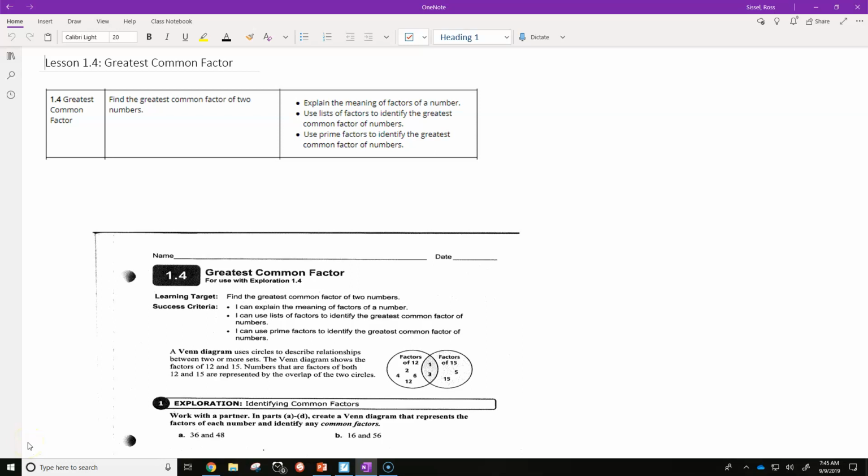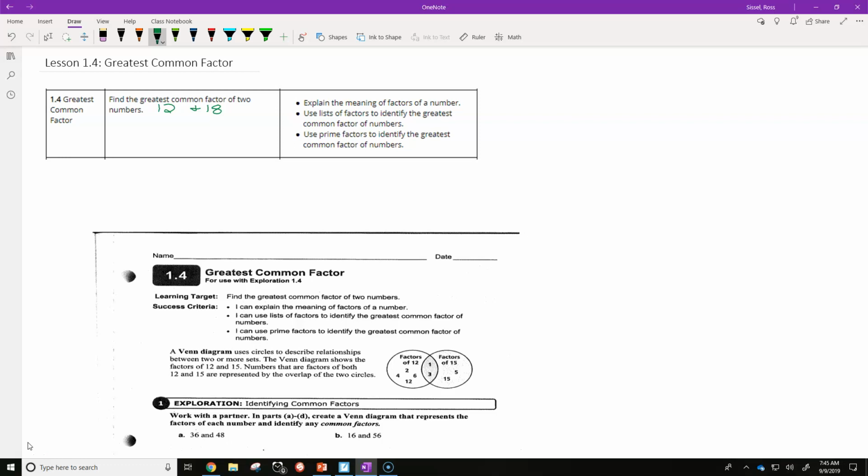Okay, so today what we're going to do is lesson 1.4, greatest common factor. Our learning goal is that I will find the greatest common factor of two numbers. So I'll do an example like usual. What this means is if I ask you to find the greatest common factor of the numbers 12 and 18, we're going to do some work.